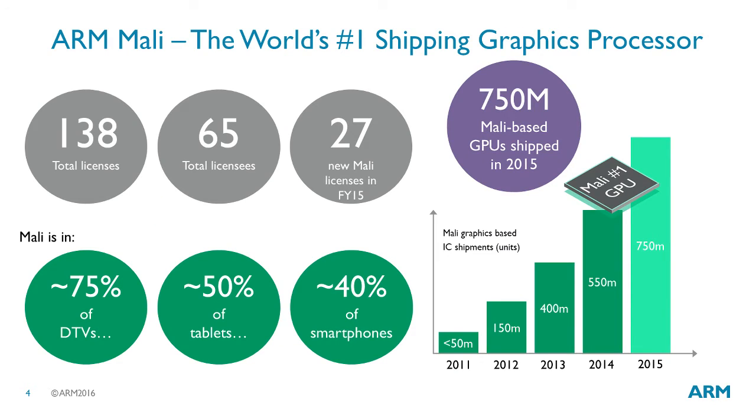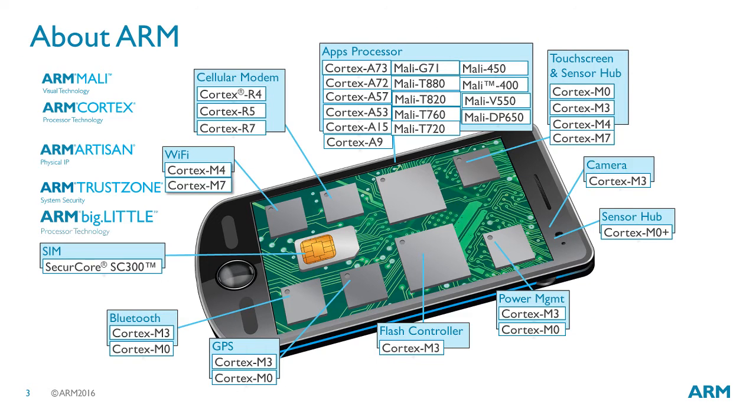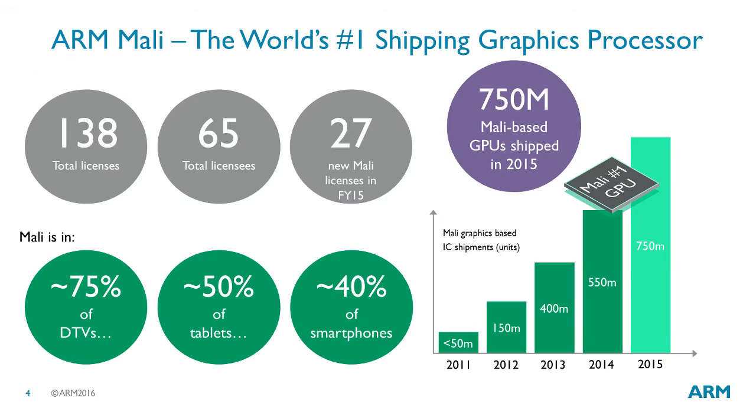And ARM CPUs, the Cortex architecture, you have it in, now we call it 85% of mobile devices, which also includes laptops. Before we were commenting on mobile phones and tablets, and that was 95%. So ARM architecture is predominant in the mobile space. And for the ARM Mali GPUs, the graphics processors, we are also the world's first shipping graphics processors.